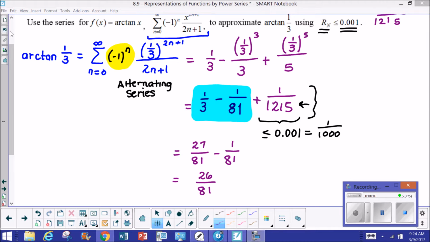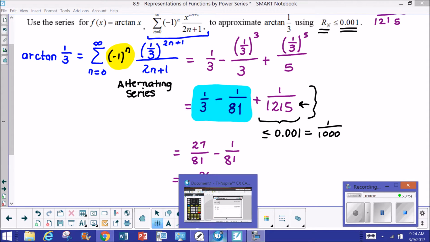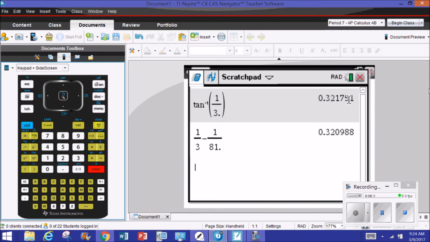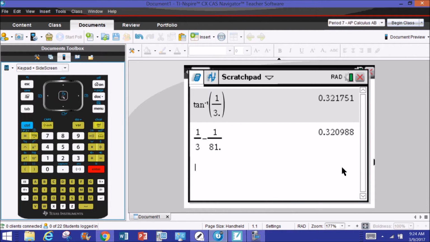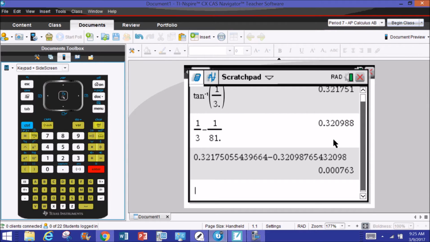Now I wanted to show you something graphically. I'm going to switch over to the TI Inspire here. And one thing I wanted to show is if we were to use a calculator to figure out what the arctangent, inverse tangent of 1/3 is, to 6 places we would get 0.321751. And comparing that with 1/3 minus 1 over 81, we get something that's sort of in the ballpark. And in fact, if we were to subtract the two from each other here just really quickly, we find that our error or our difference here is certainly going to be within that threshold of under 0.001.